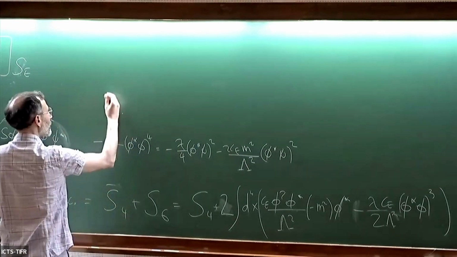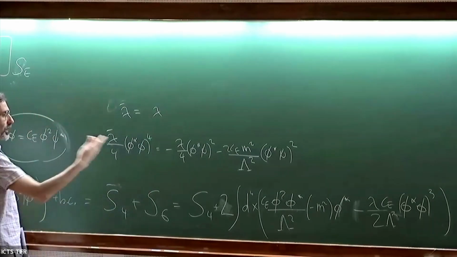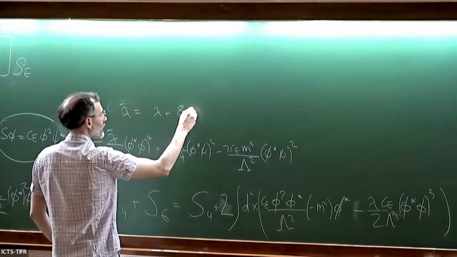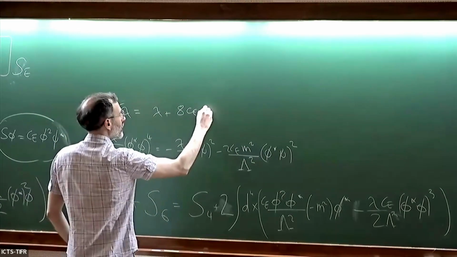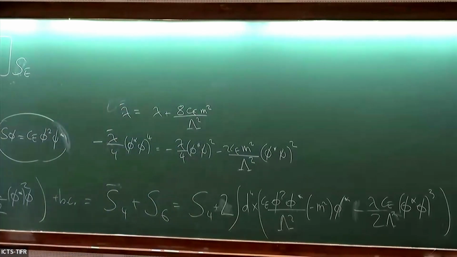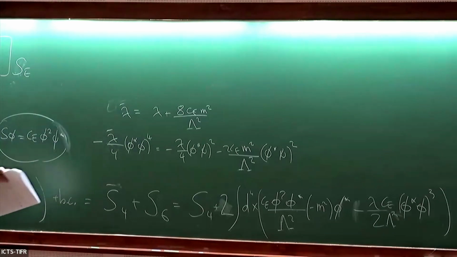I'll not use that color just in case you can't see it. Lambda bar will be lambda plus that extra addition, and you work out the factors up and down for that, which will be 8 CE m squared over lambda squared. Questions? I see some confused faces. If anything is unclear, I am going through the algebra slowly so that you follow, but if that's not slow enough, let me know.